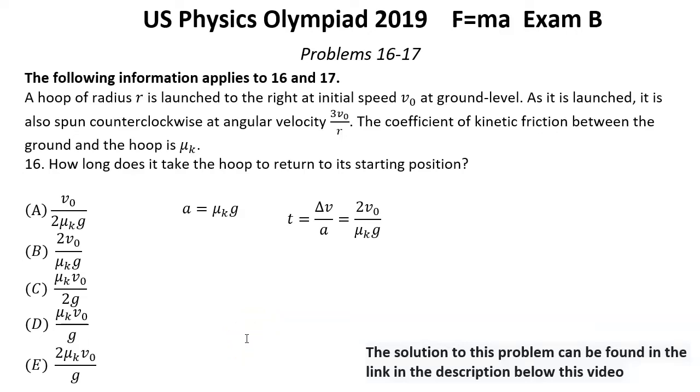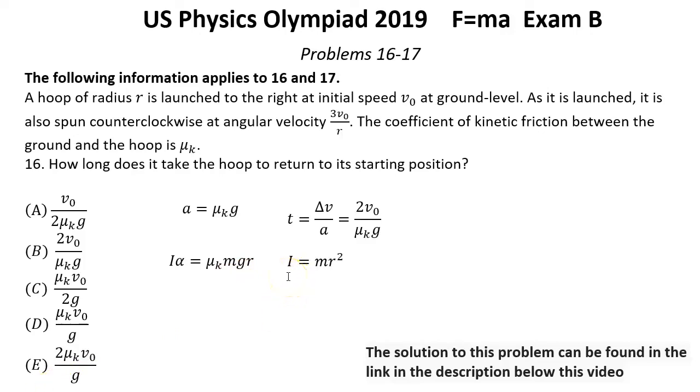Now we need to count what the angular velocity will be when it returns to the initial position. For rotation we have the equation I alpha equal mu k m g r, where I is the moment of inertia, alpha is angular acceleration, mu k m g is the force of friction, and r is the radius. So on the right we have torque. Now we can count what the angular acceleration is.